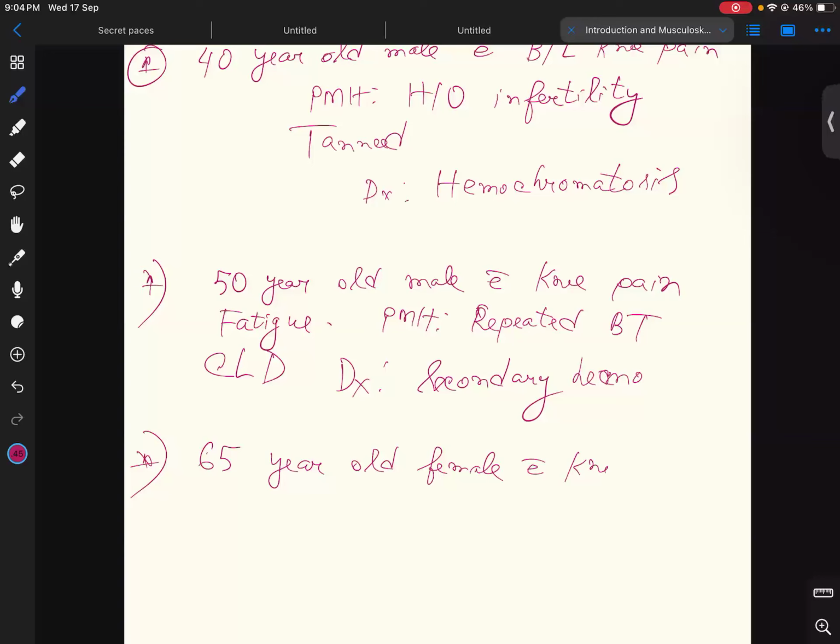After entering the station, you are seeing that she has some hand deformity, like swan neck deformity. So what is the cause of knee pain in this patient? Very much easy. Rheumatoid arthritis. Yes, rheumatoid arthritis. This is very much easy.